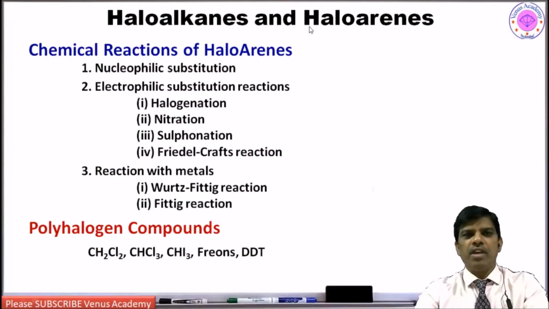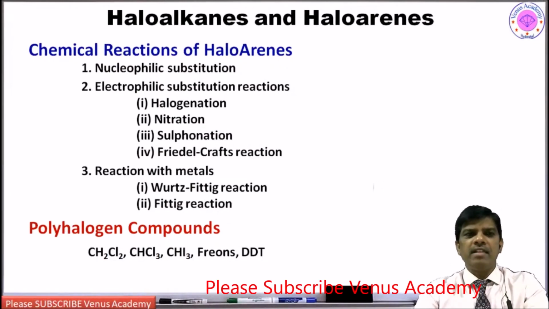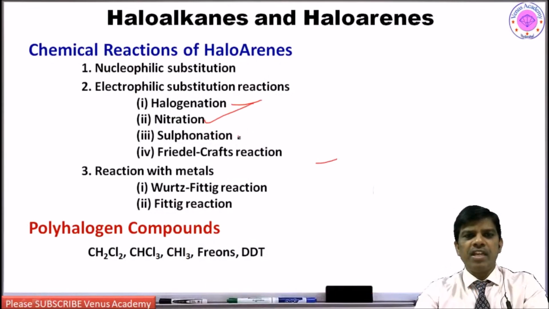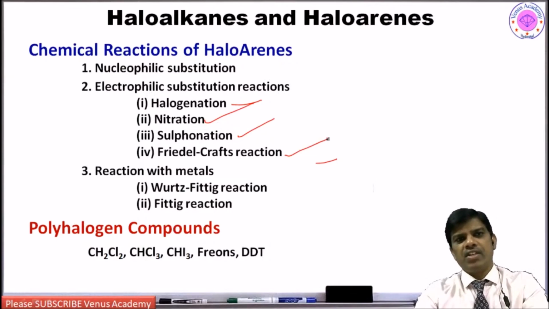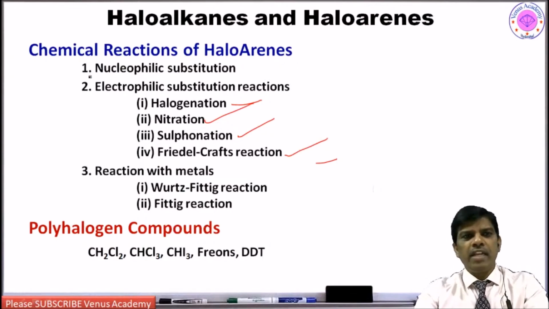Dear students, today we are going to learn haloarenes, chemical reactions and their properties. Usually, haloarenes undergo electrophilic substitution reactions. They are commonly halogenation, nitration and sulfonation, Friedel-Crafts reaction, which is alkylation as well as acylation. Whereas nucleophilic substitution reactions of these compounds are very rare and occur under very specific reaction conditions.